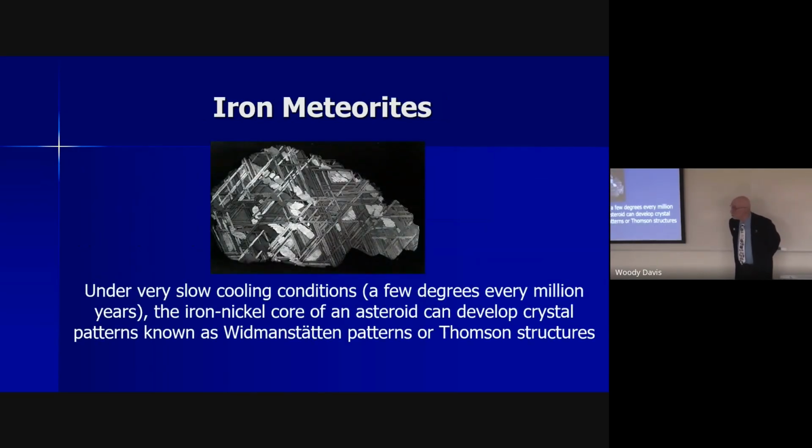And under very slow cooling conditions, like a few degrees every million years, the iron-nickel core of an asteroid can develop crystal structures, crystal patterns, known as Widmanstätten patterns or Thomson structures. And so these are features that really can't be duplicated here on Earth. They're kind of like snowflakes. No two are exactly alike. And you'll see some examples of that here on the table.